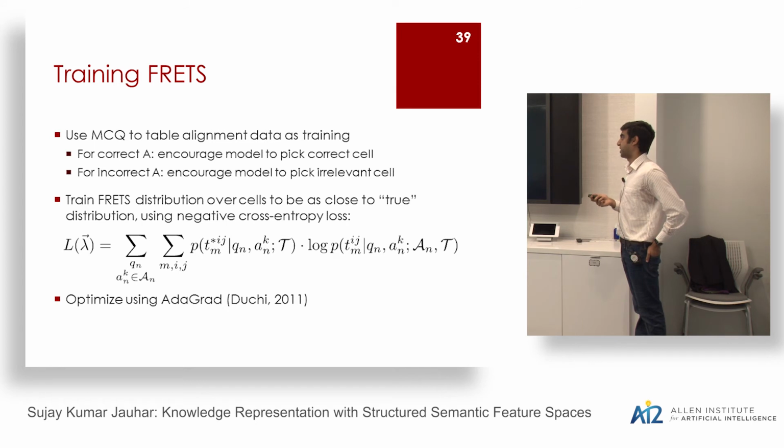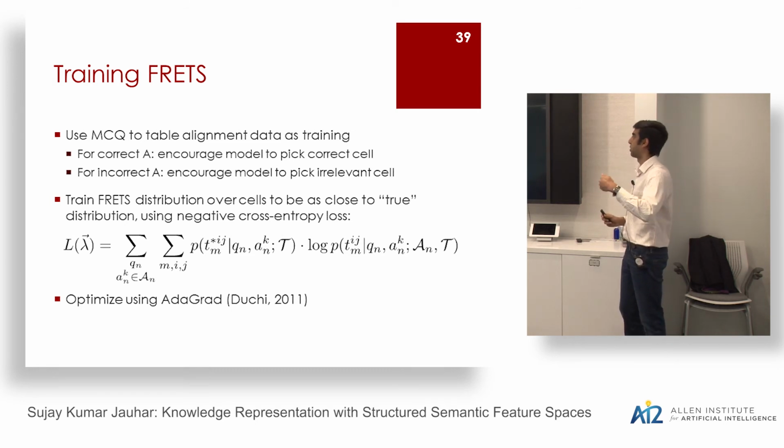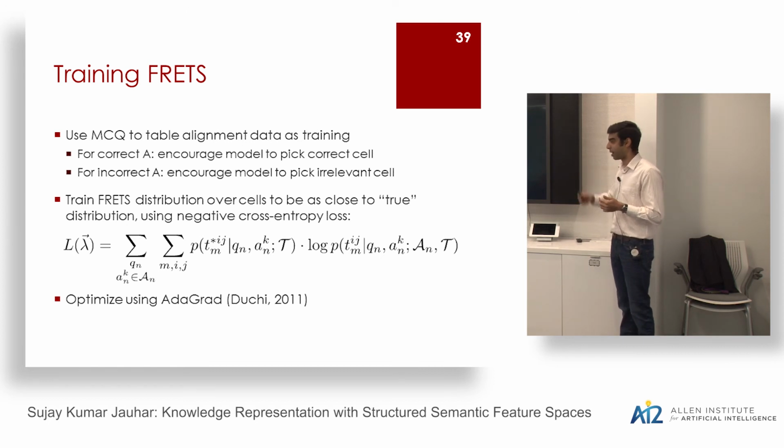Training also is pretty standard because it's a log linear model. We can train it using negative cross entropy. And the so-called gold standard distribution we get from converting our multiple choice table, MCQ table alignments to basically response variables. So essentially for a correct answer, we want our system to pick the correct cells. But for an incorrect answer, we want to encourage the model to pick irrelevant information. Given this ugly equation, we basically optimize it using adaptive gradient descent.